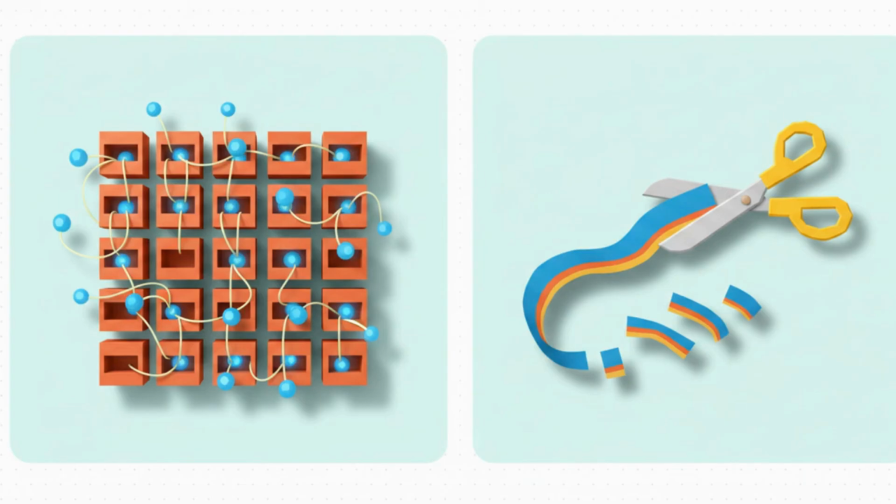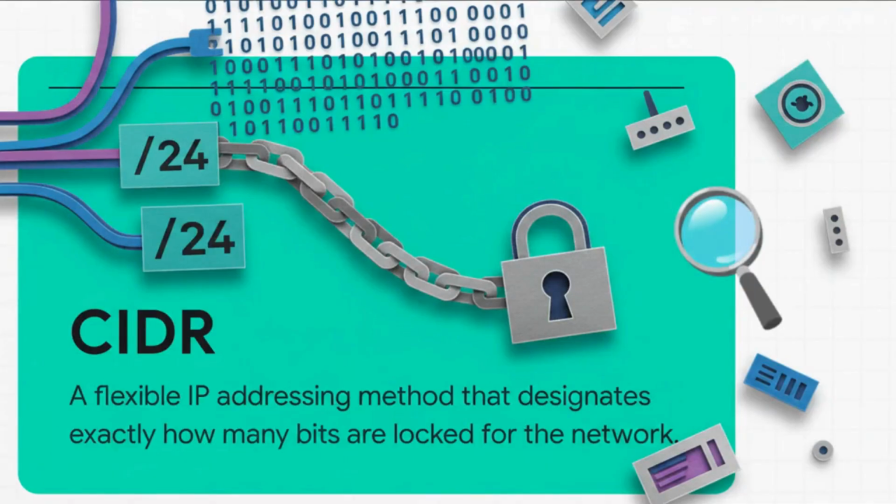But variable length subnetting, that changed everything. It allowed administrators to dynamically slice up the internet in a way that actually made sense for their specific, real-world needs. Which brings us to our core definition. CIDR stands for Classless Inter-Domain Routing, and as the name suggests, it completely throws out that rigid class-based network allocation. Instead, it uses a super flexible IP addressing method.